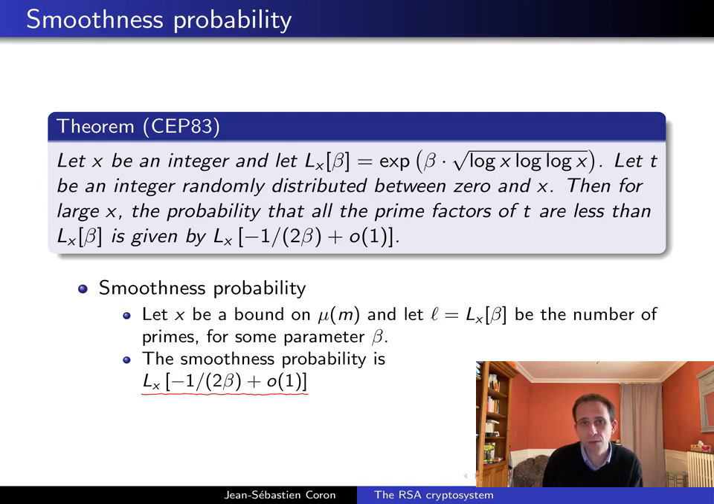So if beta is small, then Lx of minus 1 over 2 beta is going to be very small. As we will see, we will have to optimize the value of beta. If beta is too small, then we are never going to obtain any smooth integer. But if beta is too large, this means that we have to have a huge base of prime factors, and then our attack will not be efficient. So we are going to optimize the value of the parameter beta.